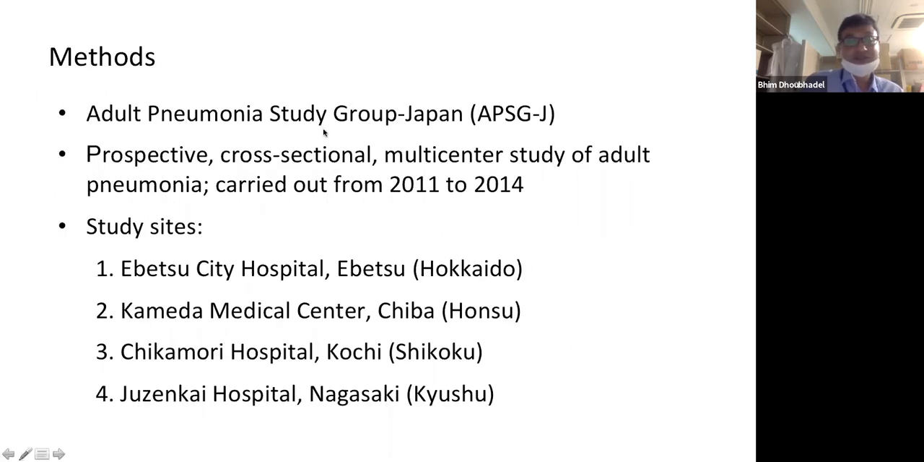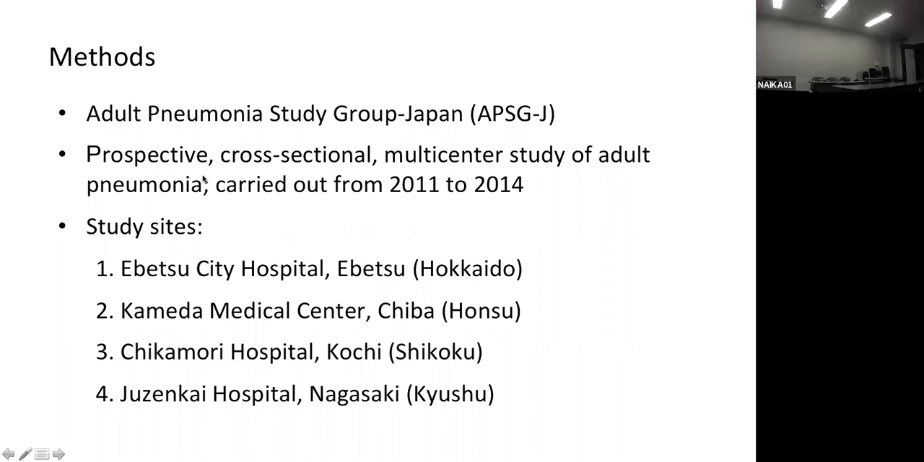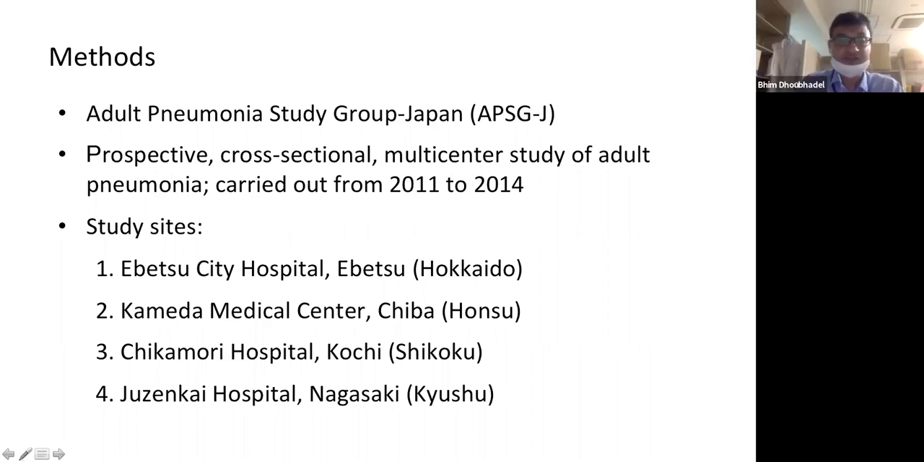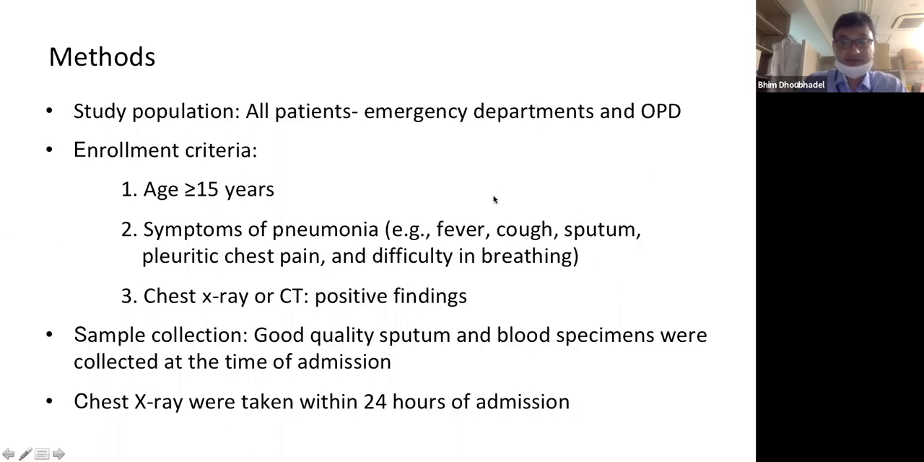In methods, this is part of the Adult Pneumonia Study Group Japan, a prospective multi-center study of adult pneumonia carried out from 2011 to 2014. It was carried out in 4 hospitals on 4 different islands: Ebetsu Hospital in Hokkaido, Kameda Medical Center in Honshu, Chikamori in Shikoku, and Jujinkai in Kyushu, Nagasaki. The study population was all patients in emergency and OPD. Enrollment criteria were more than 15 years, and symptoms of pneumonia like fever, cough, sputum production, pleuritic chest pain, difficulty breathing, and chest X-ray positive findings, or sometimes CT scan also.